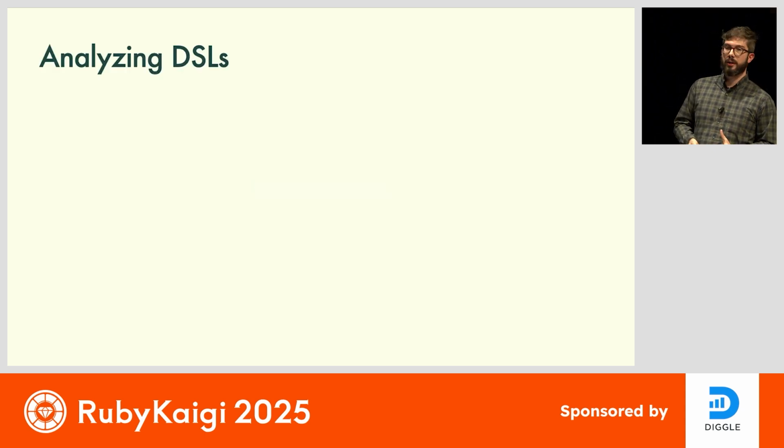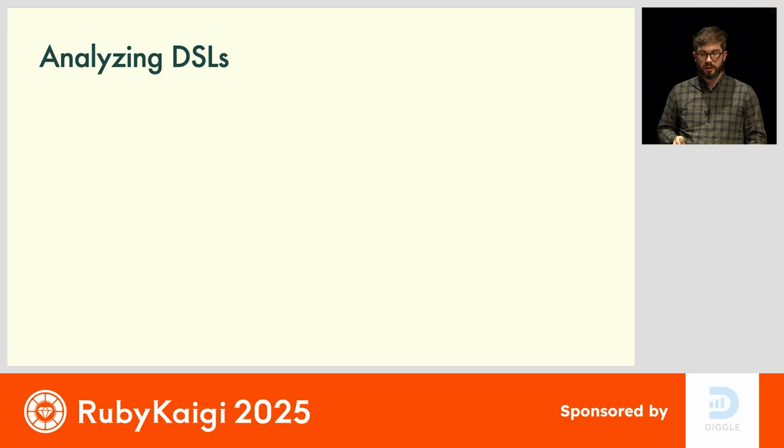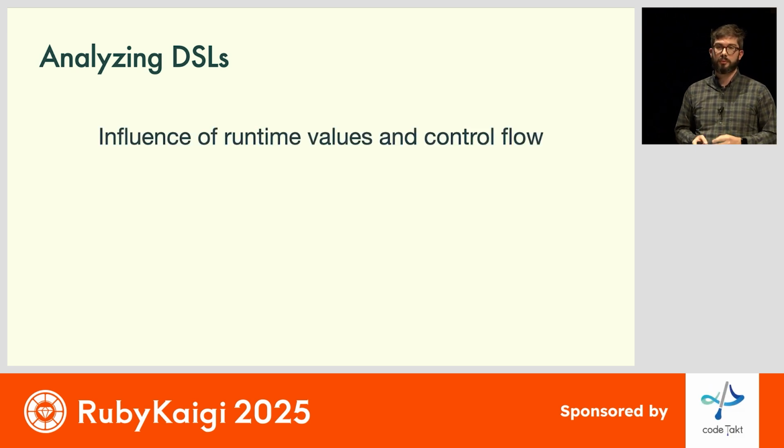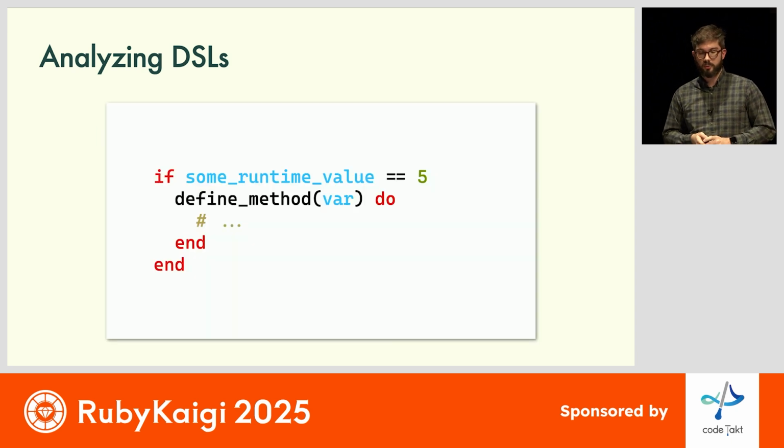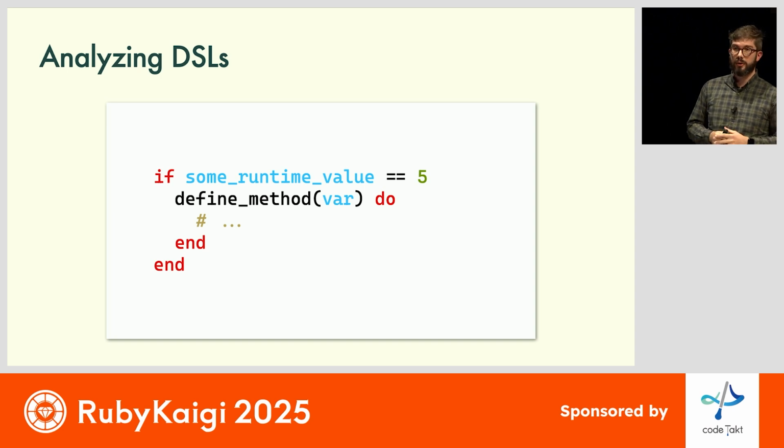So what is difficult about analyzing these types of DSLs statically? There are multiple reasons, but I want to mention at least two here. The first one is the influence of runtime values and control flow in our code. So if we take another example here where we are defining a method dynamically with the name of the method being controlled by a variable, and then we are doing that conditionally on some other runtime value being equals to 5, well then it's very difficult for a type checker to be able to figure out what will happen in this case. We not only do not know the name of the method that will be created, but we don't know when it's going to be created.